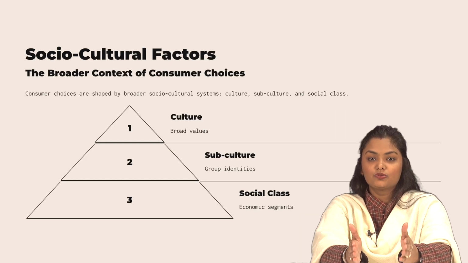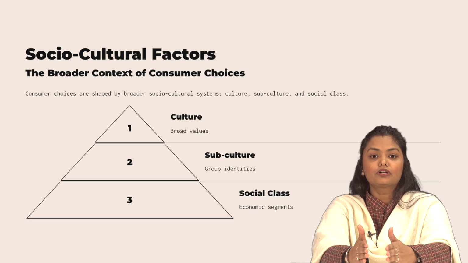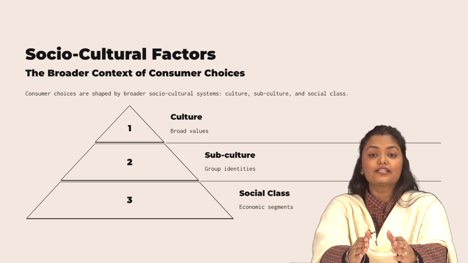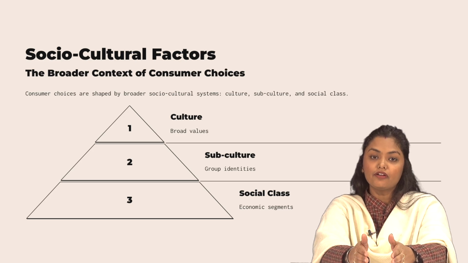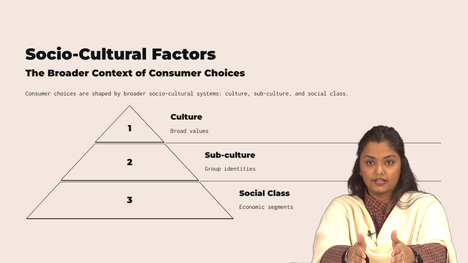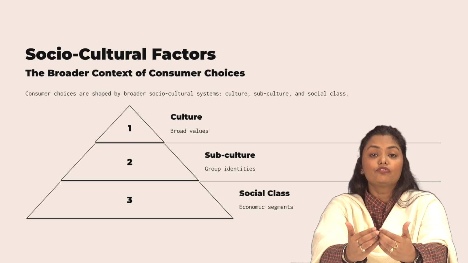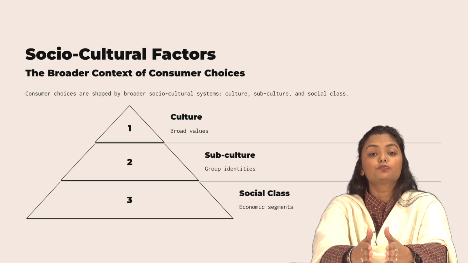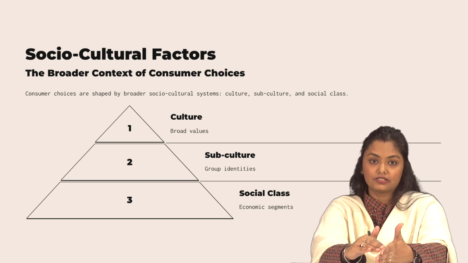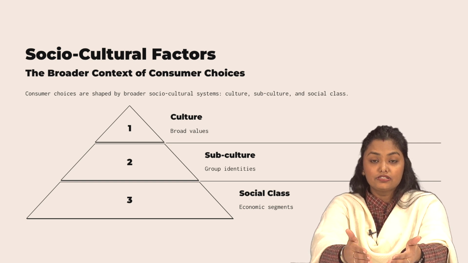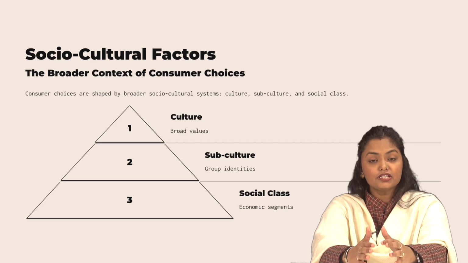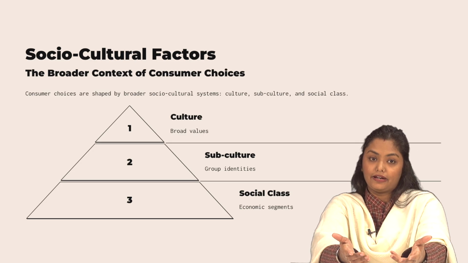Moving beyond the individual mind, we look at socio-cultural factors. Now culture. Culture is the fundamental set of values, wants and behaviors learned by a member of society from family and institutions. It is the lens through which we view the world. Next is subculture, which refers to a small group within a culture such as nationalities, religions, racial groups and geographical regions. These groups often have distinct buying patterns.